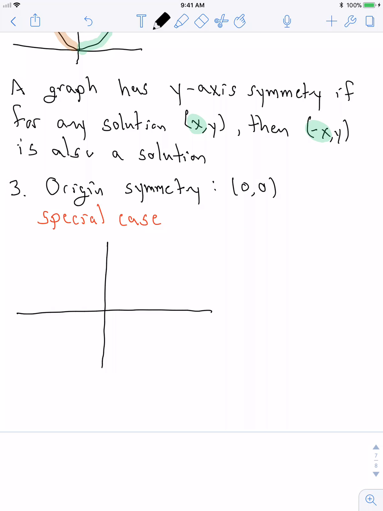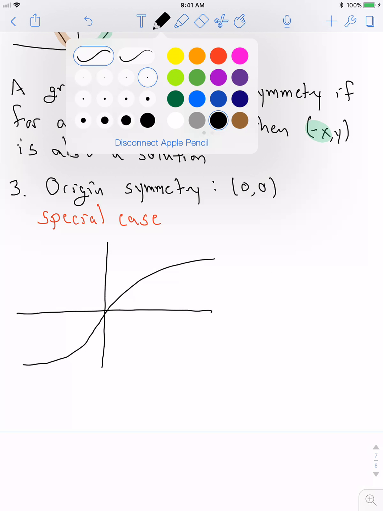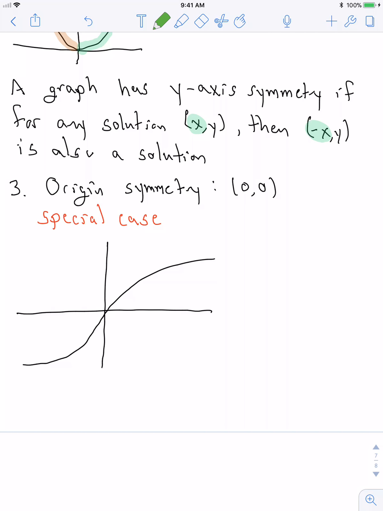So I claim the following graph has origin symmetry. This graph, it looks sort of like a funky S here. And what it means to have origin symmetry is we can sort of see this correspondence, but both x and y are changing here. So let's grab a point, maybe right here, and we'll just call it (x, y).